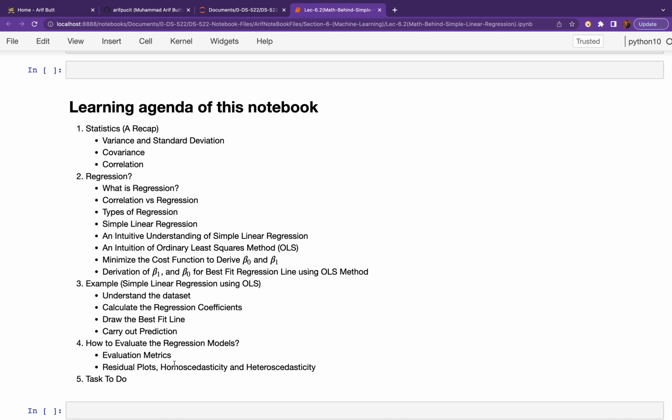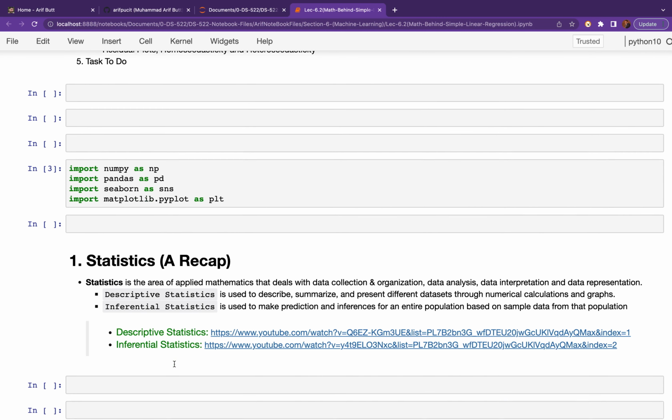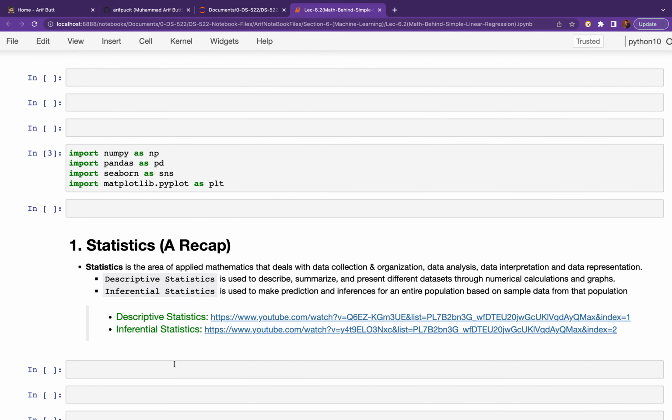And we'll discuss the concept of homoscedasticity and heteroscedasticity using analysis of residual plots. We have a lot to do today, so let's start. Okay, so these are some of the libraries I will be using today.